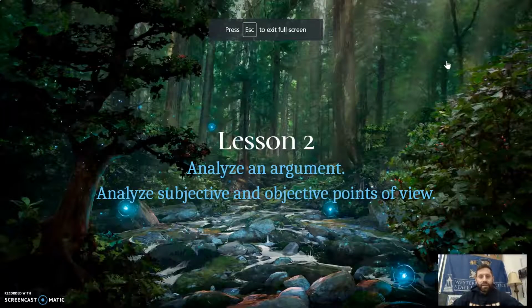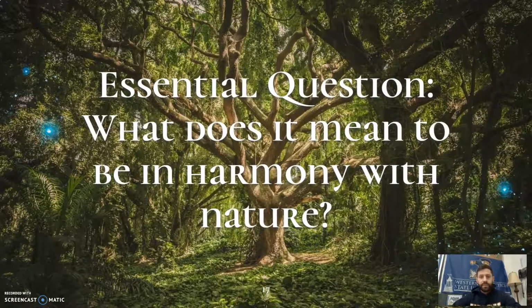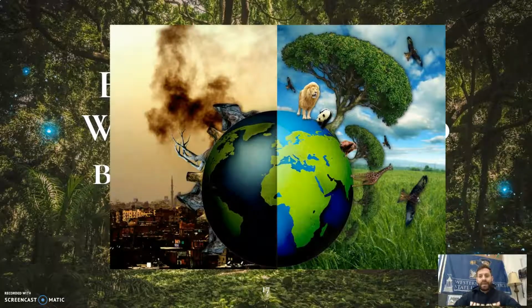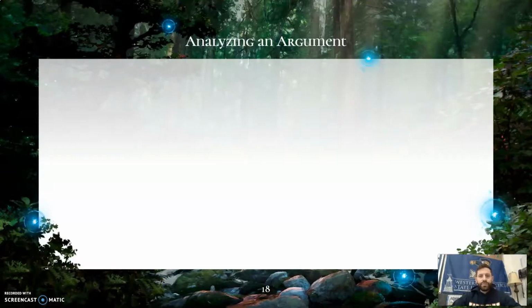Today we're going to analyze an argument and also analyze the subjective and objective points of view in a text. Focusing on our essential question, what does it mean to be in harmony with nature? A big piece of the lesson today is really about being in harmony with nature by taking care of it through environmentalism, making sure that we're responsible stewards of our planet. Here's your notes for today.